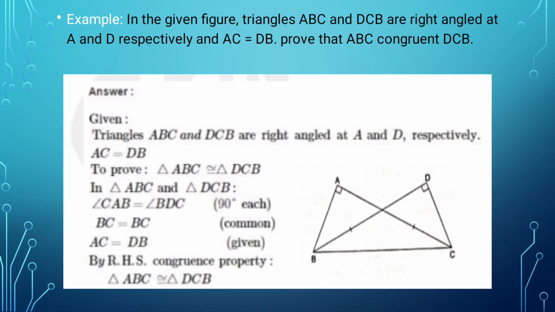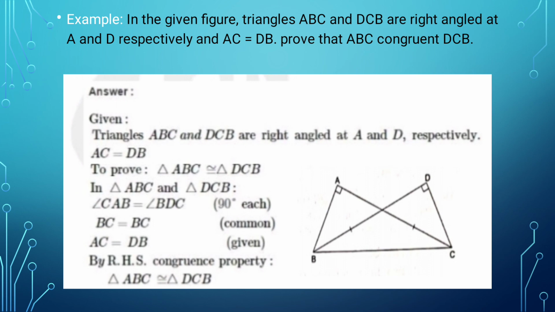And the next example: in the given figure, triangles ABC and DCB are right angled at A and D respectively, and AC equal to DB. Prove that triangle ABC is congruent to triangle DCB. In the figure there are two right angled triangles. The right angles are 90 degrees, at A and D respectively, and AC equal to DB.